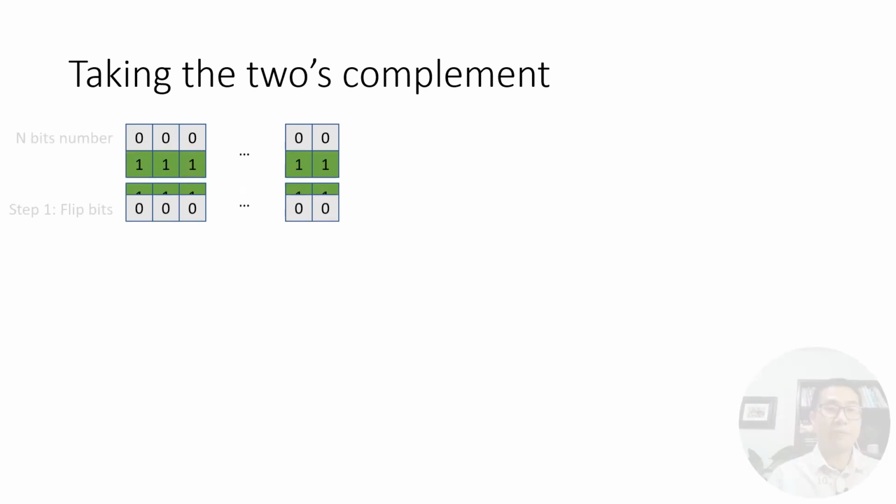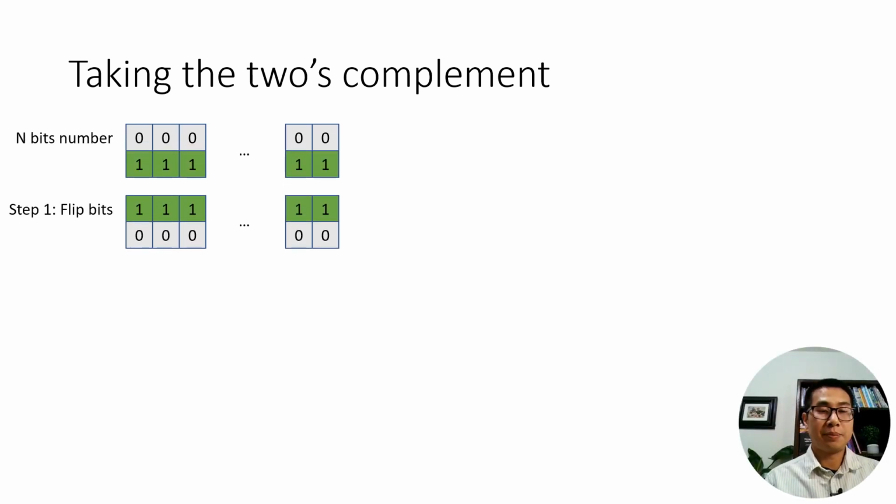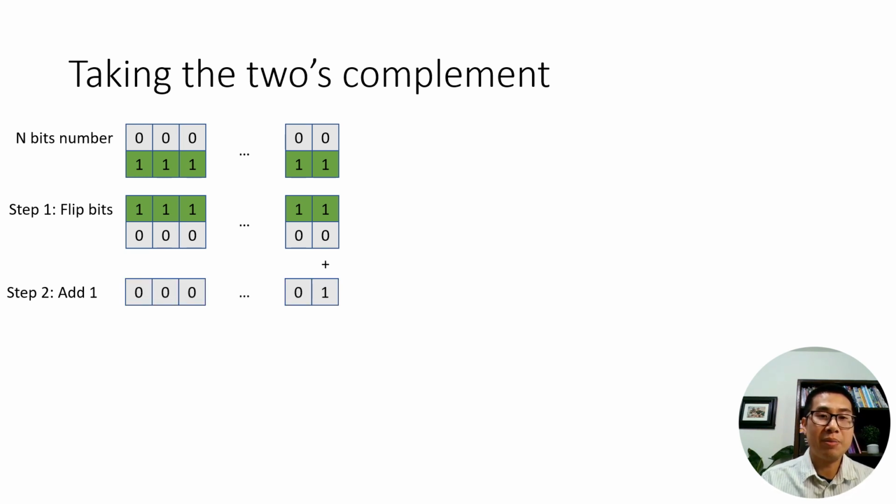Okay, so these are the steps. Step one: you first flip the bits. If it is 0, you make it 1, and if it is 1, you make it 0. Then step number 2 is to add 1 to the flipped bit sequence. So you add 1 over here, it's going to be 0, 0, 0, 0, and the least significant bit is going to be 1.